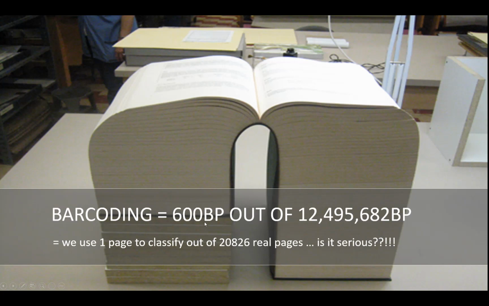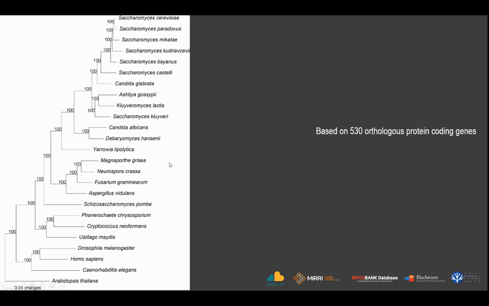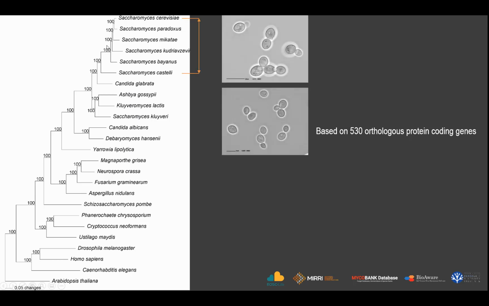So here we have an area and not a dot, when you use such a little amount of information. If you would use a genome, of course, that would be a bit different. For example, here we are using 530 orthologous protein coding genes to produce this tree. This tree was made quite a long time ago. And here you see some of the species of the genus Saccharomyces. And here you see the picture of the type strains of both of them.